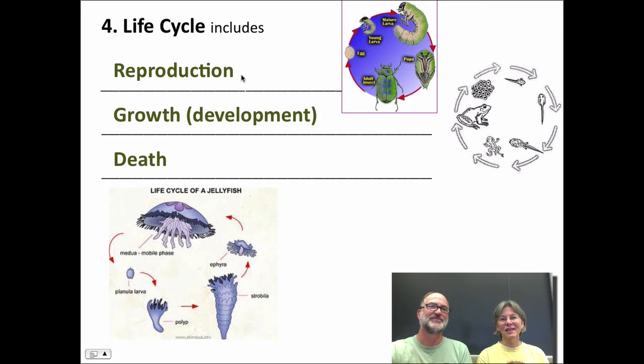So this life cycle includes reproduction. We all come from reproduction, even if we don't have kids of our own. It also includes growth and development. Growth, of course, is just getting bigger. Development is changing as you get bigger. So in humans, if we just grew and didn't develop, we'd look like giant babies. And of course, death is a part of that life cycle as well.